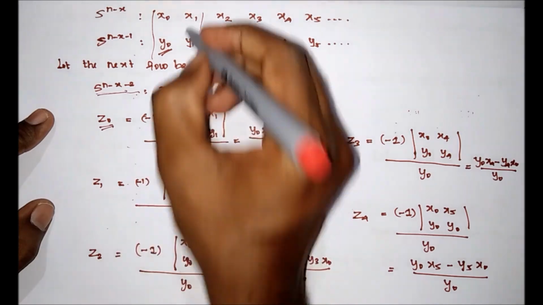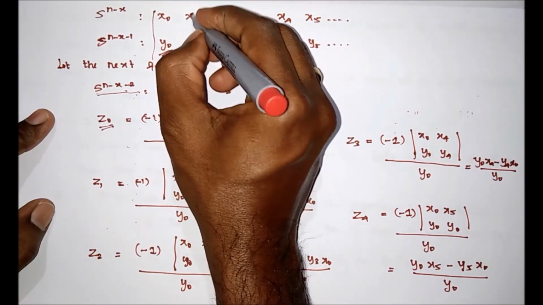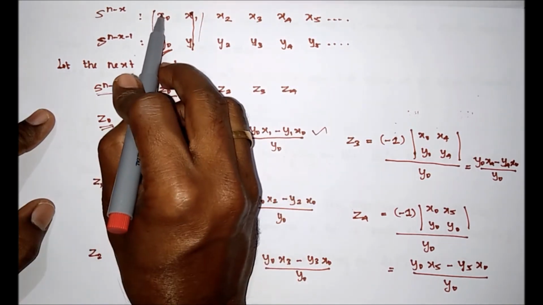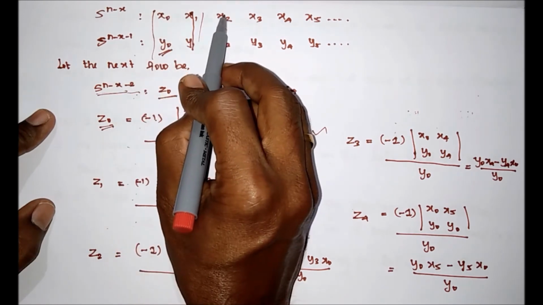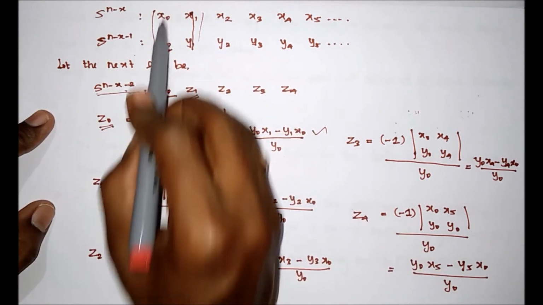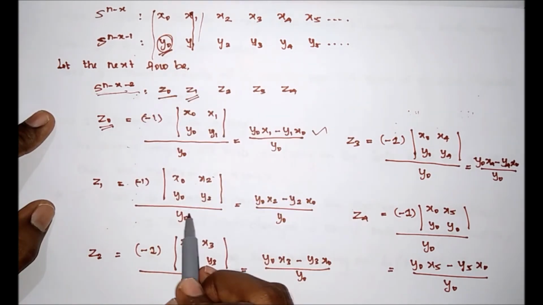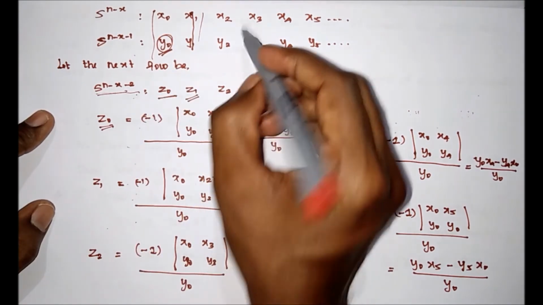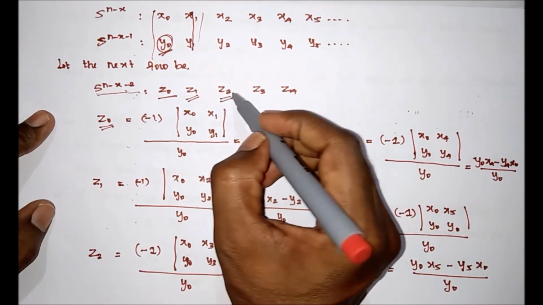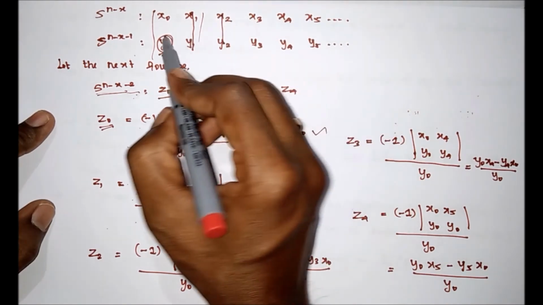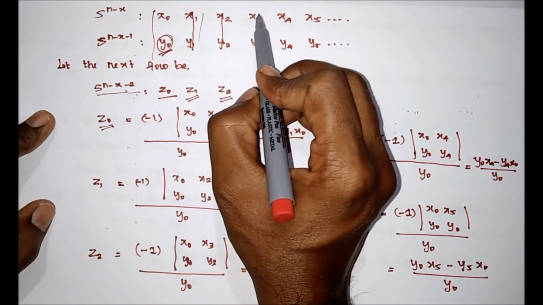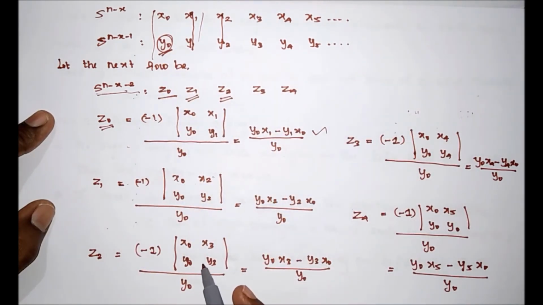While taking z1, we have to skip this row, then take this column and this column as a matrix. We see z1 with x0 y0 x2 y2 divided by the same y0. So we have to use the same formula. Suppose if you want to find z3, we have to skip this, then take x0 y0, then x3 y3, and form a matrix with respect to y0. This will be in the denominator. So we have to use the same formula.